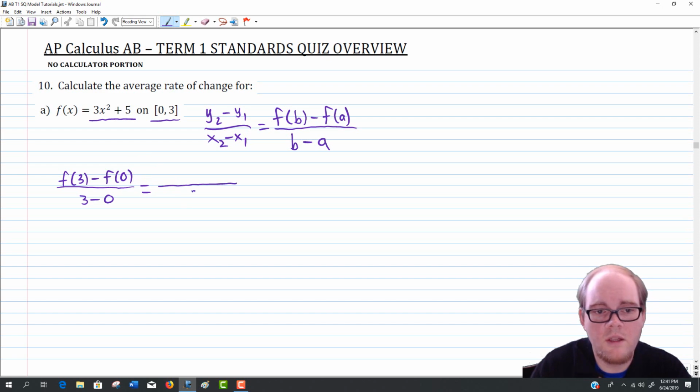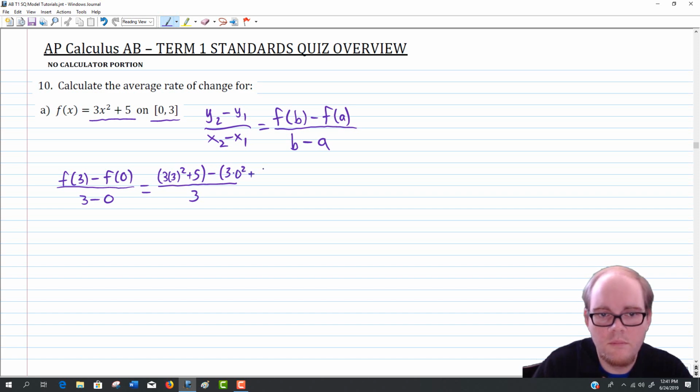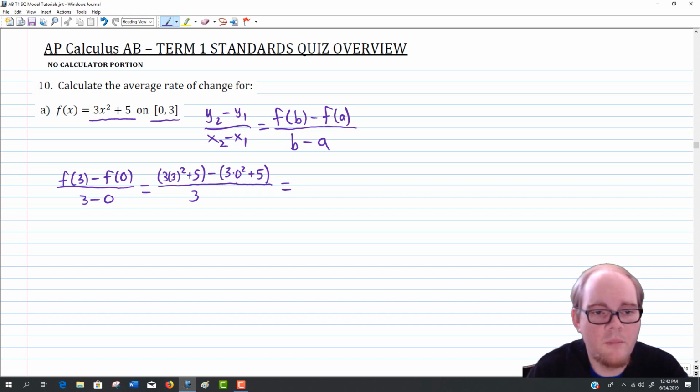Now we can compute each of those values. Of course, our denominator is pretty clean. It's just 3. For f of 3, we have to plug in x equals 3. So we'll get 3 times 3 squared plus 5 minus 3 times 0 squared plus 5 as well. So there is our answer. We just are going to simplify it a little bit. That gives 3 times 9, which is 27, and 27 plus 5 is 32, minus 0 plus 5, which is 5, all over 3. This gives us 27 over 3, which is 9.